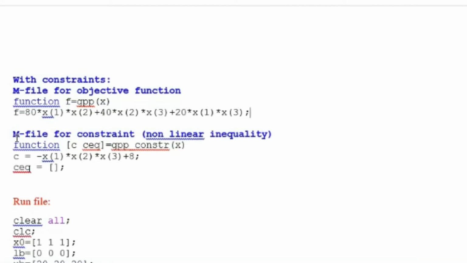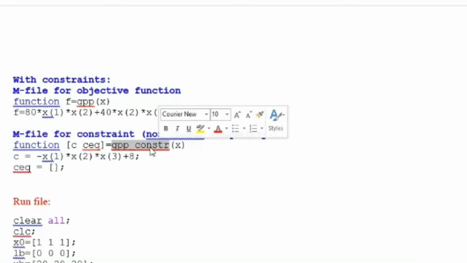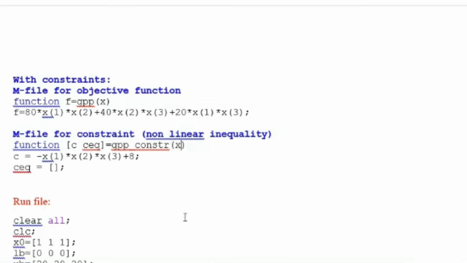Then again another M file for the constraints, that is nonlinear. For nonlinear constraints only we have to write an M file. For nonlinear inequality and equality type constraints, we have to write the M file, right? Again function, then within square brackets, C, CEQ. C represents nonlinear inequality constraints, then CEQ represents nonlinear equality constraints, and again this is a file name. We can specify the file name, in terms of X only.